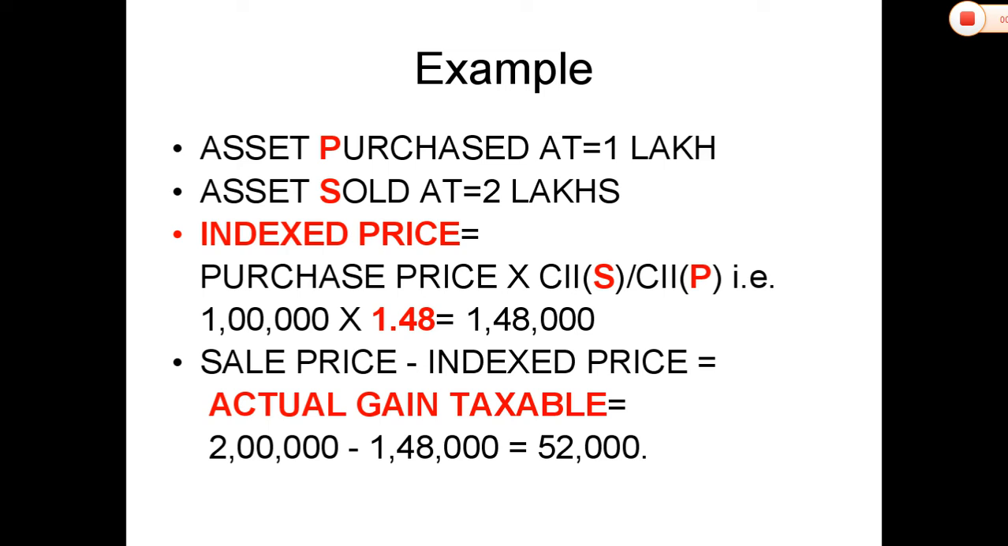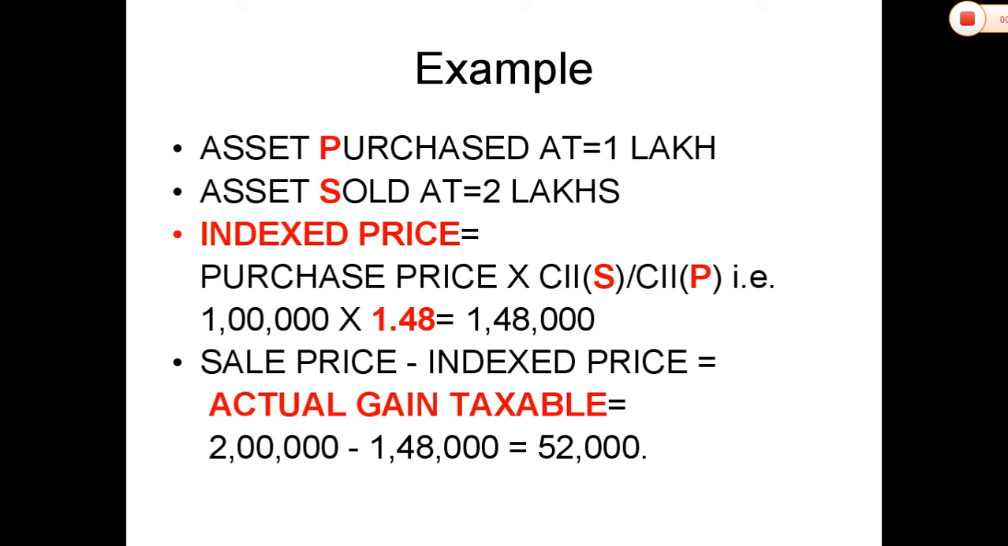For that you need to find out the indexed price. If you look at the last slide, we have found out something called the CII for the sale price upon the CII for the purchase price. What you need to do is just multiply that by the cost at which you bought the asset. Here it's 1 lakh. So the indexed price turns out to be 1.48 lakhs.